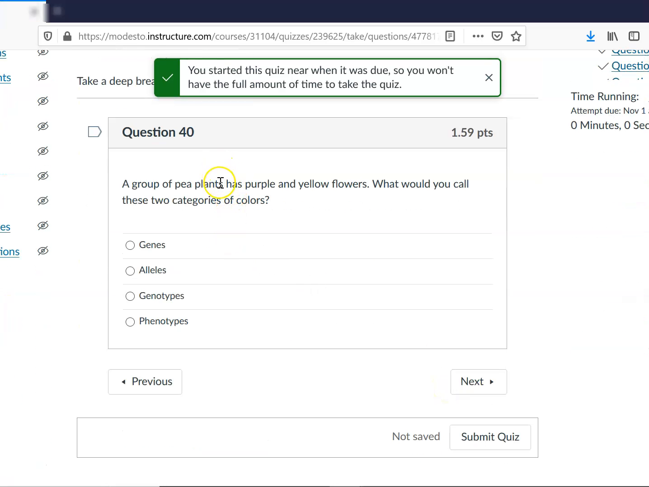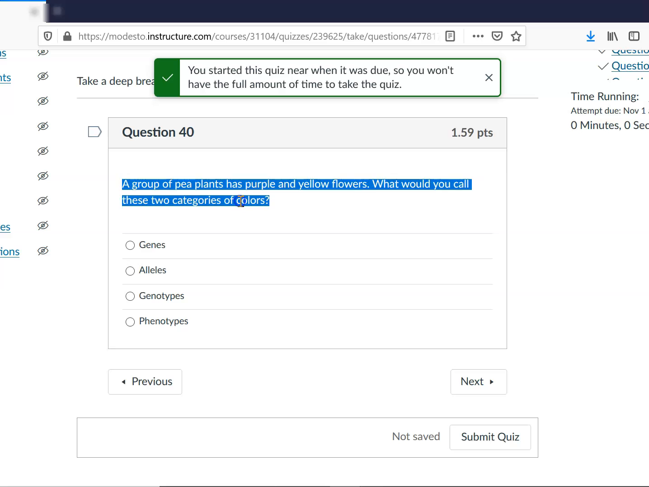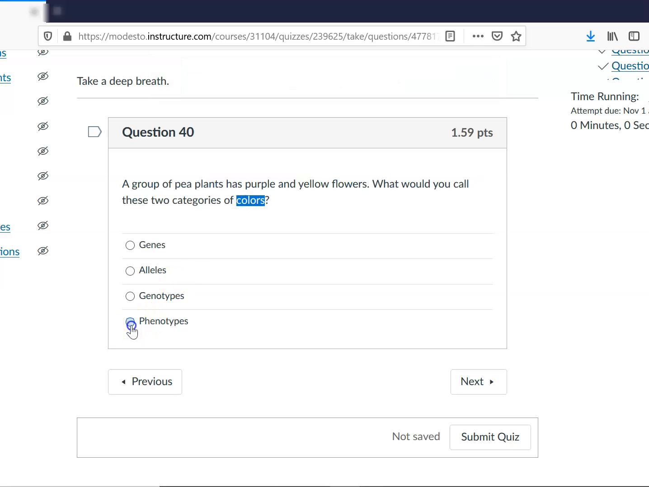A group of pea plants has purple and yellow flowers. What would you call these two categories of colors? You would call those phenotypes. If I told you that a group of pea plants has an allele that gives it purple flowers and an allele that gives it yellow flowers, then you'd call them genotypes. If I said this plant has two different positions or two different sequences that can result in these different colors, then you would call them alleles. But the answer here is phenotypes. It's not genes, it's not alleles, it's not genotypes. The answer is just phenotypes, just the characteristic that can be observed.